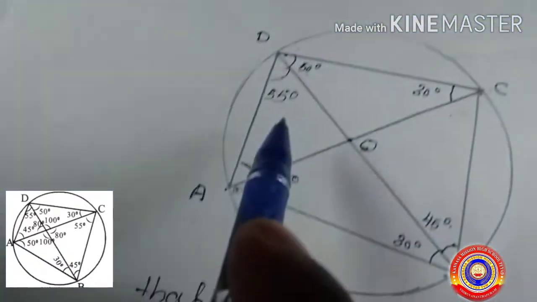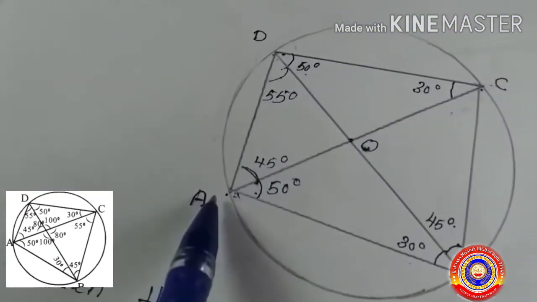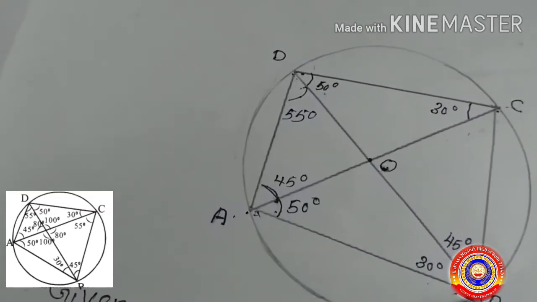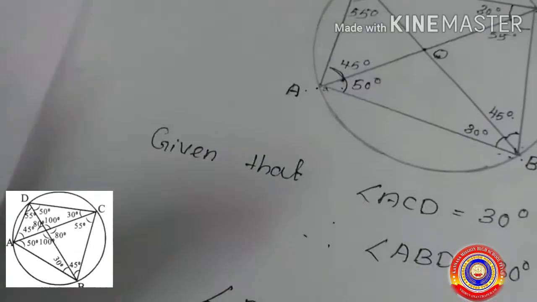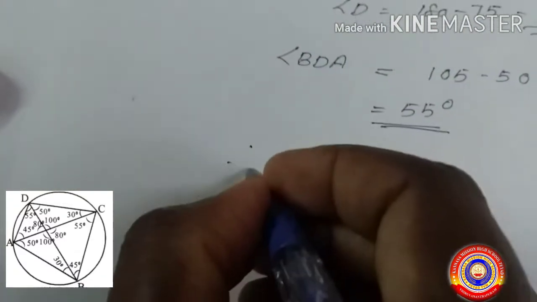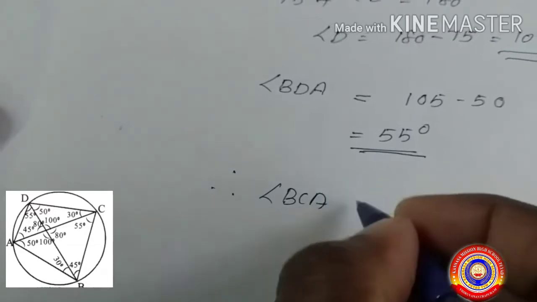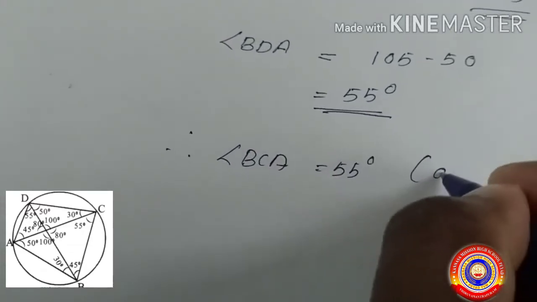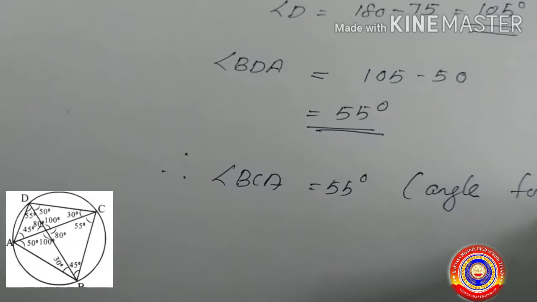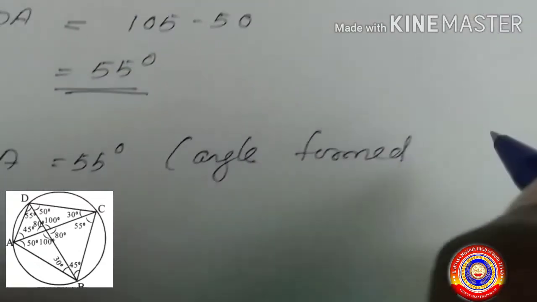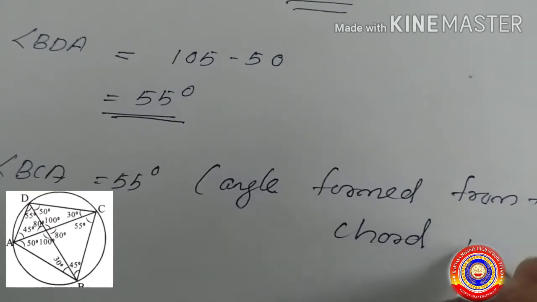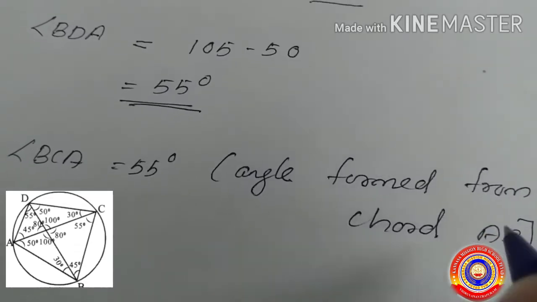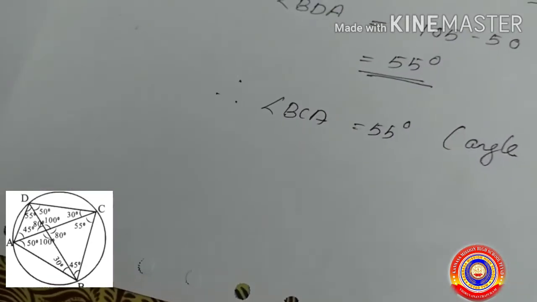So angle BCA equals 55 degrees, because that is the angle formed from the same chord AB. So here we write angle BCA equals 55 degrees. So we got all the angles of quadrilateral ABCD.